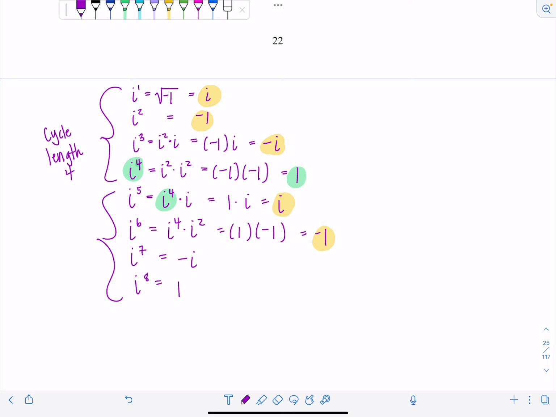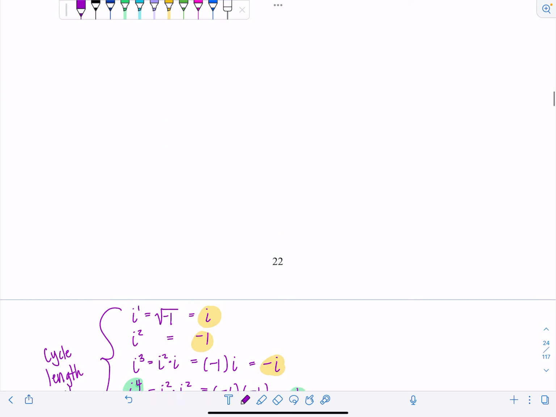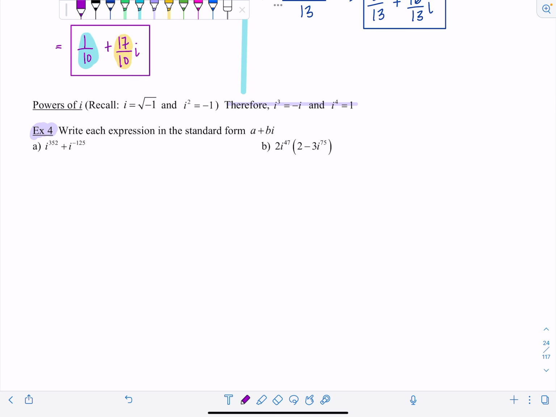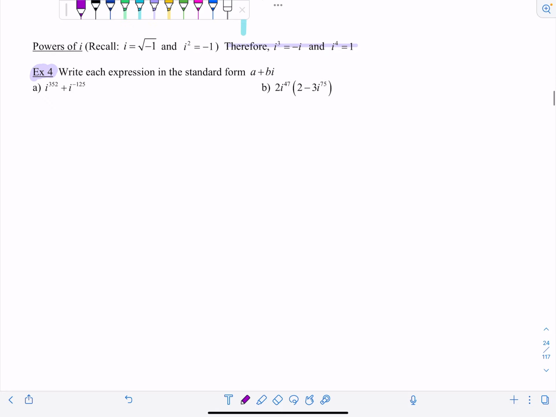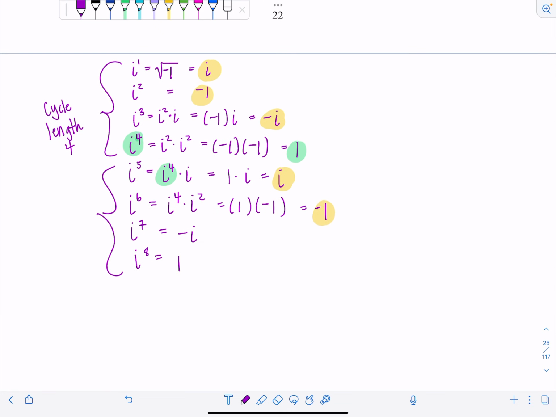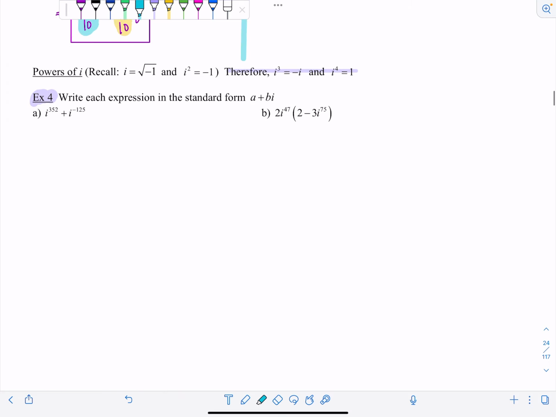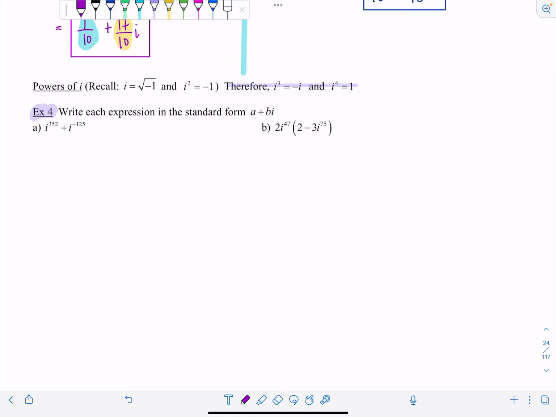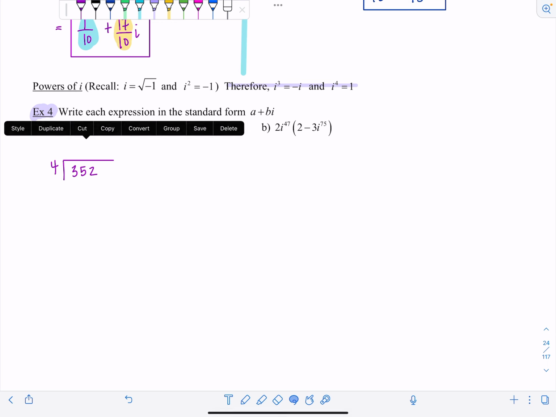So how is this going to help us simplify? Well, let me show you, okay? So we have to simplify i to the 352 plus i to the negative 125. Okay, so i to the 352, you don't want to sit there and have to go up to 352. I just want to know, does 352 land on the first one, the second one, the third one, the fourth one? Like, where does it land in the cycle, right? So since it repeats every 4, I'm going to divide 4 into the exponent. You always divide 4 into the exponent. And I'm interested in the remainder, because the remainder is going to tell me which power of i it will correspond with.